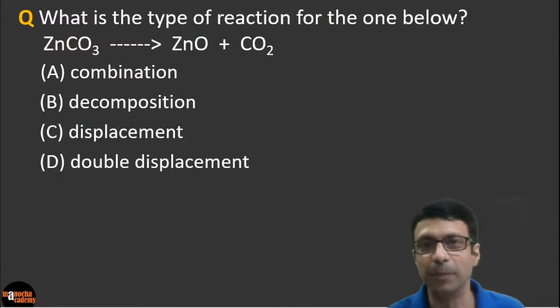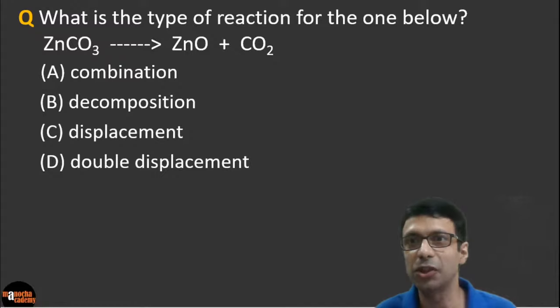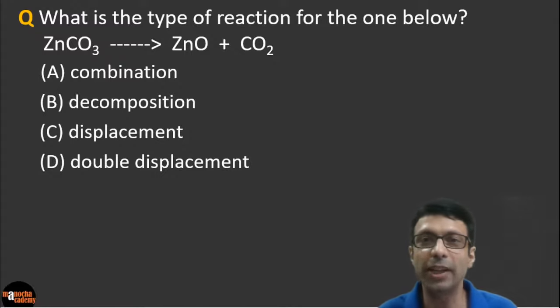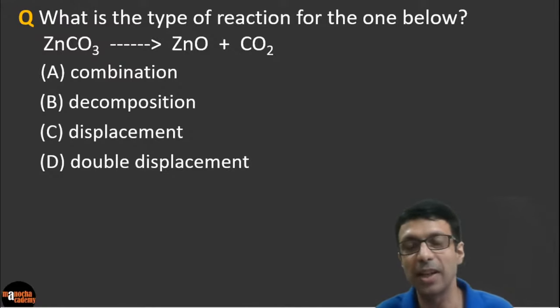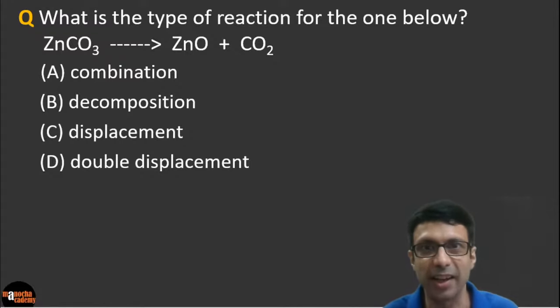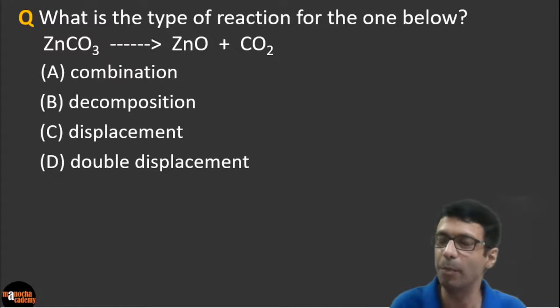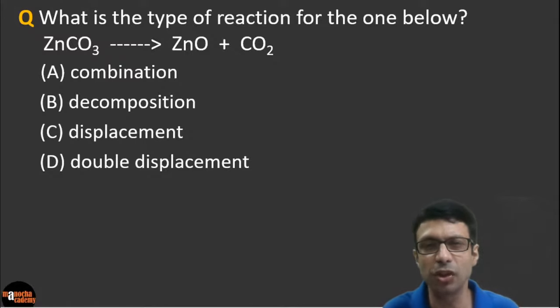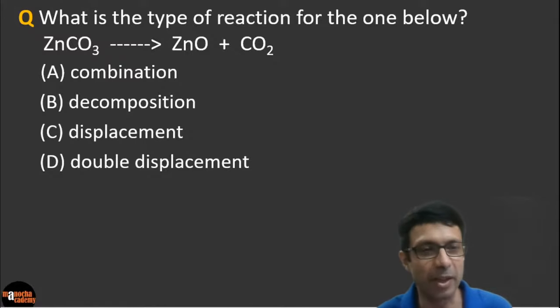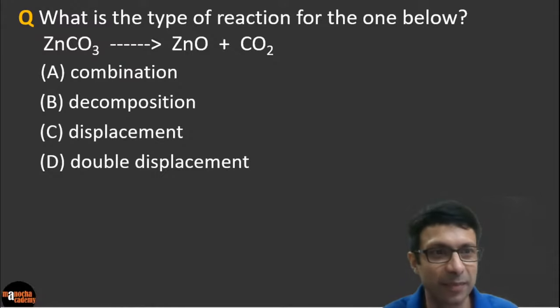Here's the first question. What is the type of the reaction for the one given below? Zinc carbonate breaks to form zinc oxide plus carbon dioxide. So on heating, zinc carbonate forms zinc oxide and carbon dioxide. So guys, what do you think? Is this a combination reaction, a decomposition, a displacement, or a double displacement? Come on, what do you guys think?